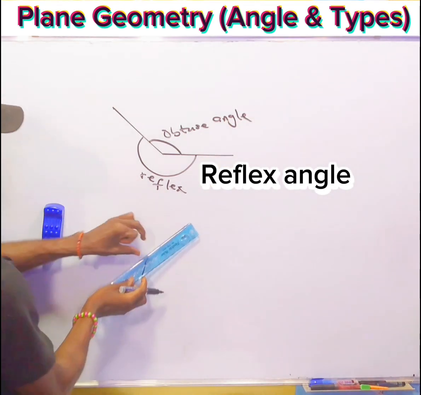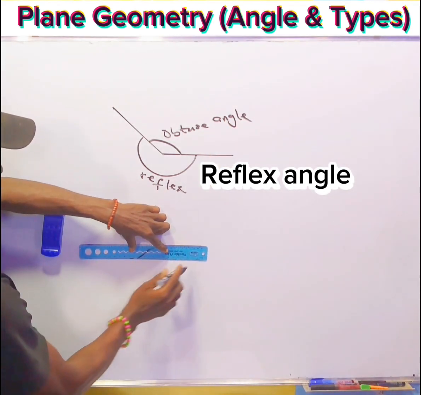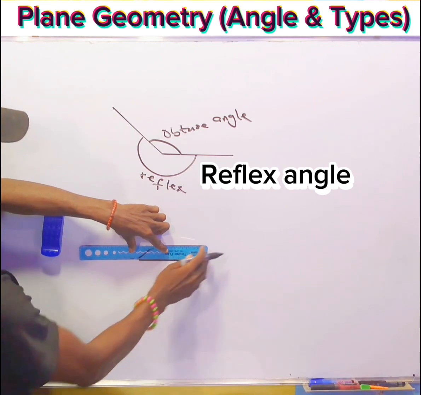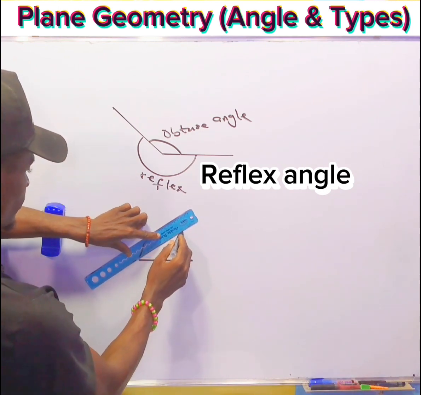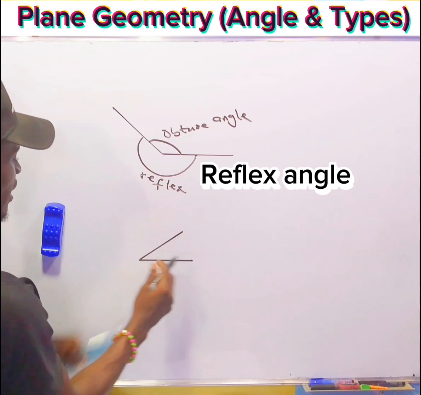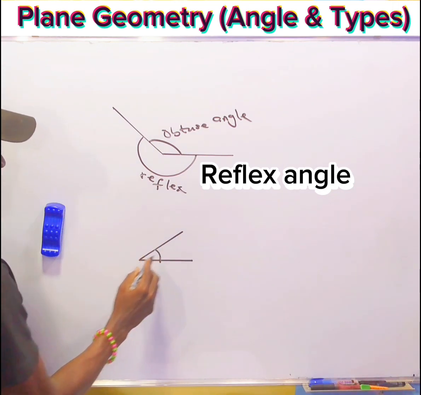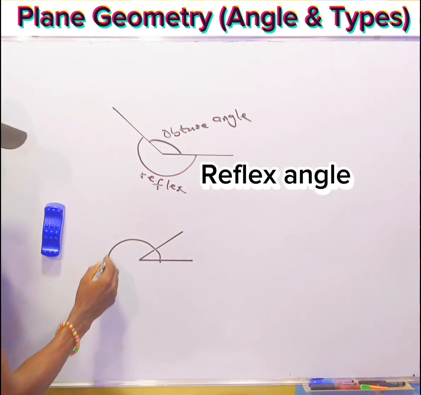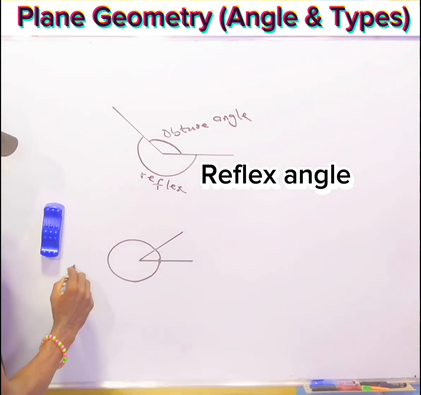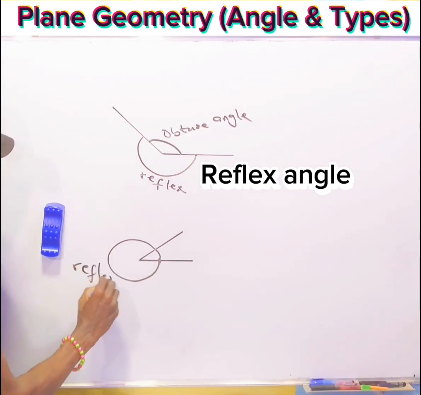We can also have a reflex angle from an acute angle. If this is an acute angle, which is less than 90 degrees, the reflex angle here is the other point.